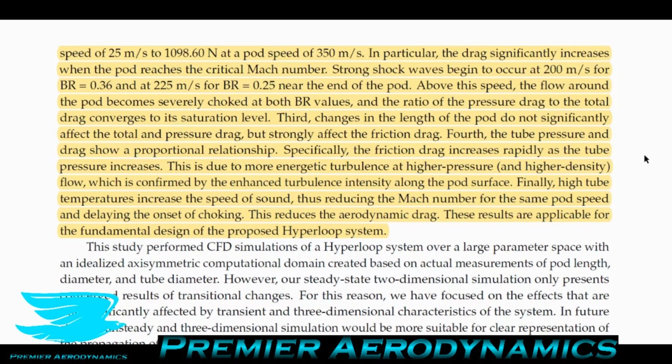And finally, high tube temperatures increase the speed of sound, thus reducing the Mach number for the same pod speed and delaying the onset of choking. This reduces the aerodynamic drag, and these results are applicable for the fundamental design of the Hyperloop system. So that means if you run the Hyperloop on a hotter day, it will be cheaper than on a colder day. So that's in this podcast.